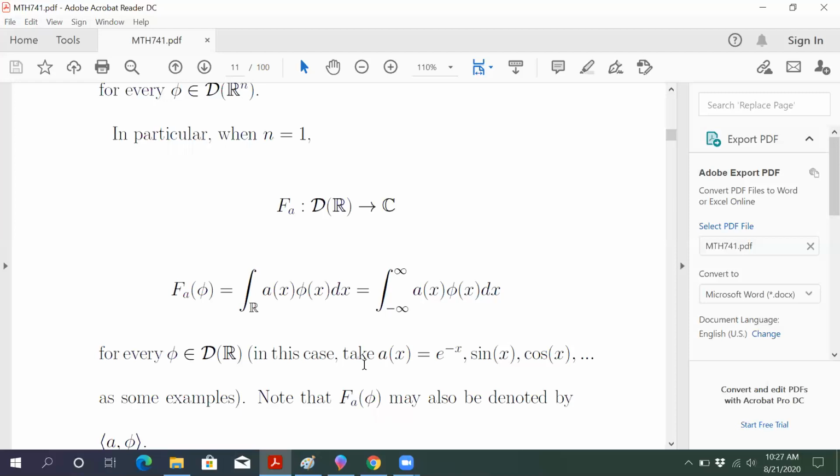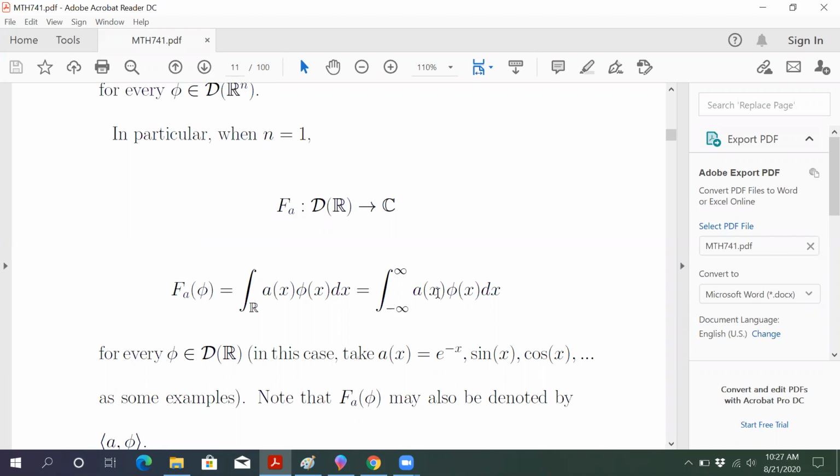For example, like here, if A(x) equals exponential minus x, in this formula we put A(x) to be exponential minus x. So it means F_A maps every phi to the integral of exponential minus x times phi(x) dx. Of course, you might wonder that this integral is an improper integral. So if F_A wants to be well defined, this integral must be convergent.